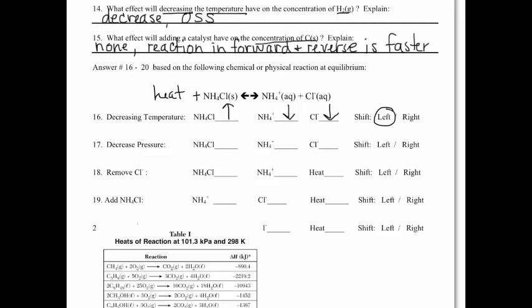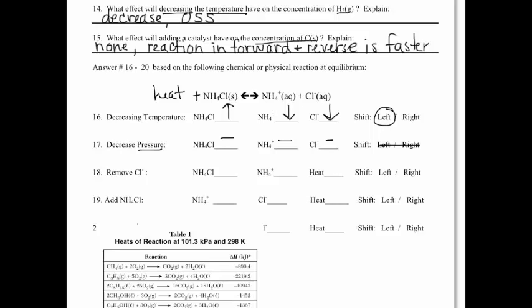Next, a decrease in pressure. Before we can answer anything about pressure, we need to make sure we have at least one gas, and we don't. We have a solid and we have aqueous, and aqueous just means dissolved in water. So nothing's going to happen. Make sure you mark that in some way so that I know that you answered it and that nothing happened, and not just leave it blank.